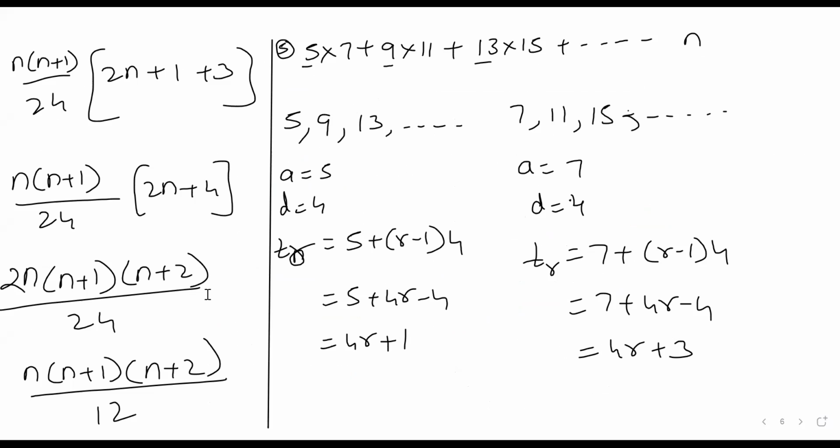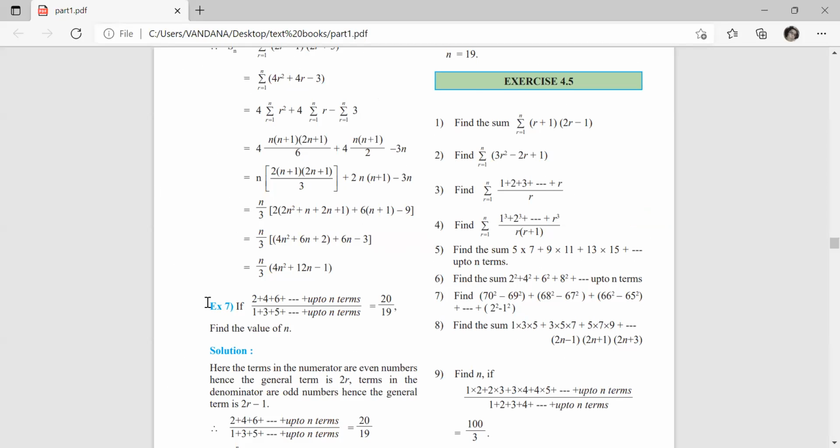And now we'll go to the next sum, that is sixth sum. Find the sum of 2 square plus 4 square plus 6 square plus 8 square up to n terms.